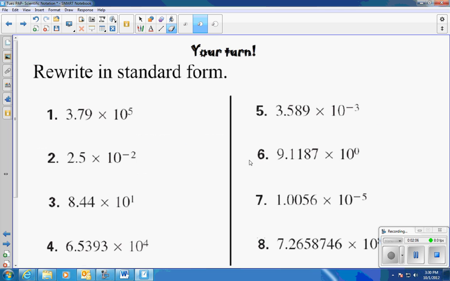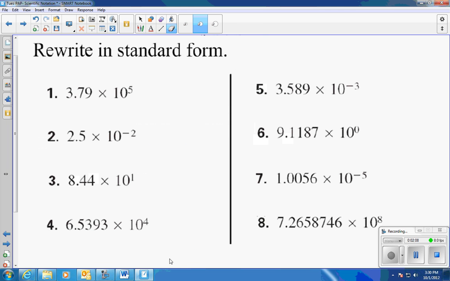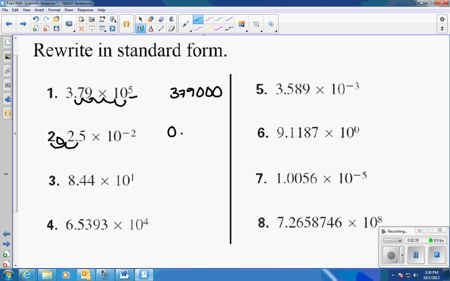So let's try a few more examples. We're going to rewrite these in standard form. Remember, standard form means as a number with no multiplying of power of 10. So 1, 2, 3, 4, 5. I'm going to have to add 3 zeros. And it's positive. That's why I moved to the right, because I wanted to make the number bigger. This one's negative, so I'm going to move to the left to make the number smaller. And I'm going to move once and twice. So I only have to add 1 zero there.